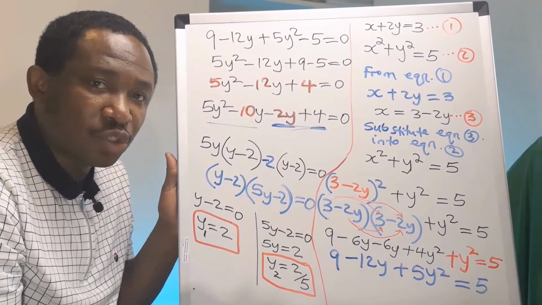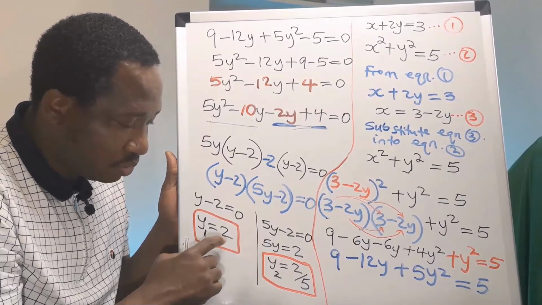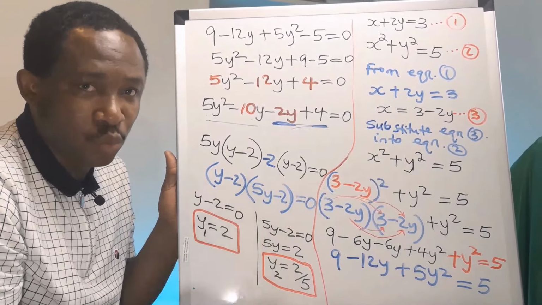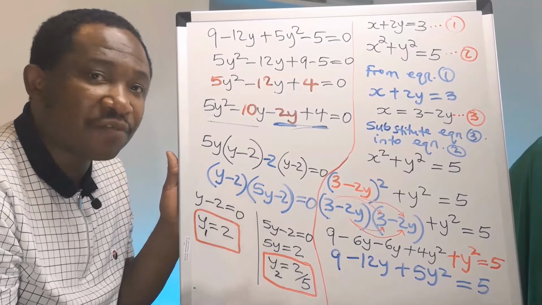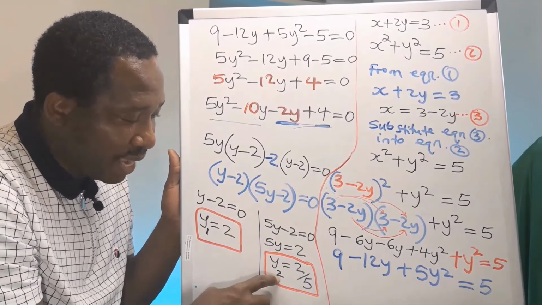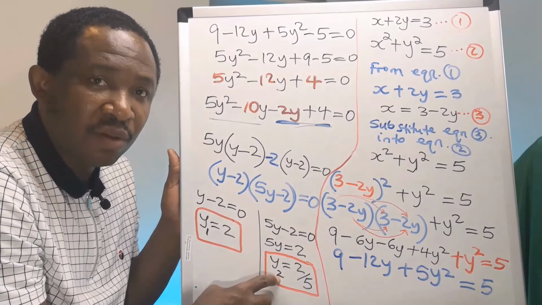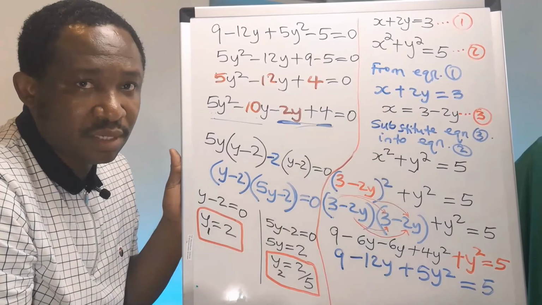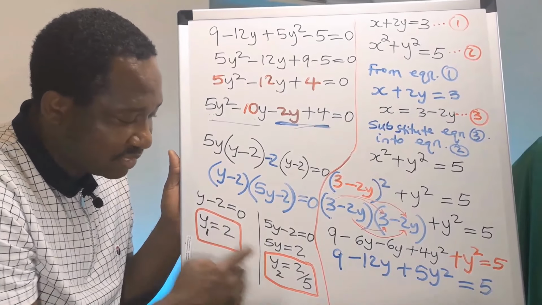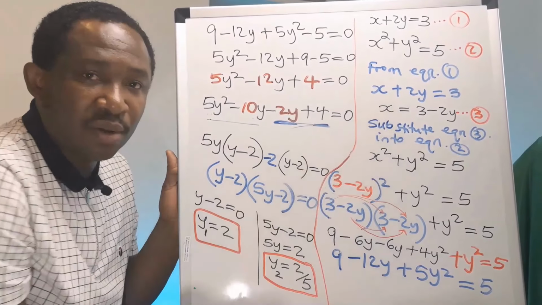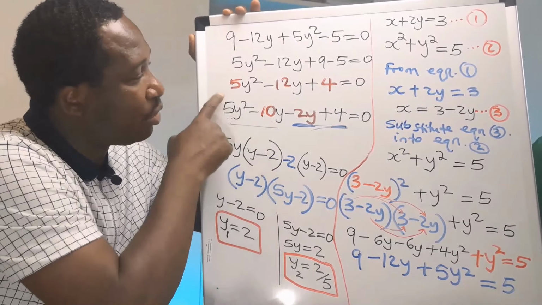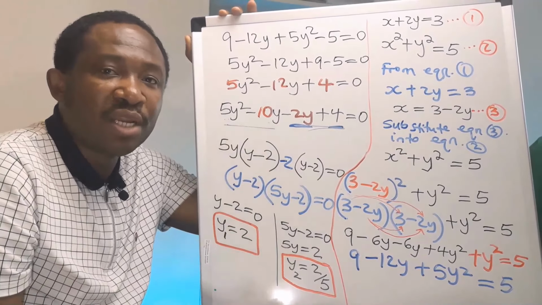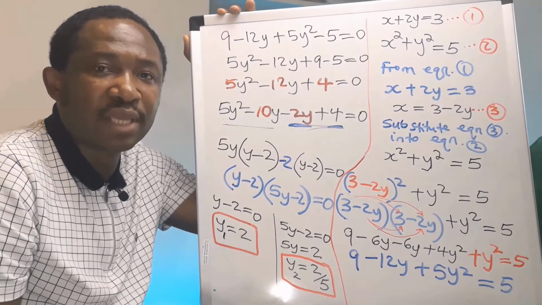Next, I will substitute y equals 2 into equation 3 to get x1 for y1. Afterwards, I will substitute y equals 2 over 5 for y2 to get another answer for x2. That means, as I've obtained two answers for y, I will get two answers for x. Remember, I used the factor method to solve this quadratic equation. You can use the formula method and you are going to get the same answer.